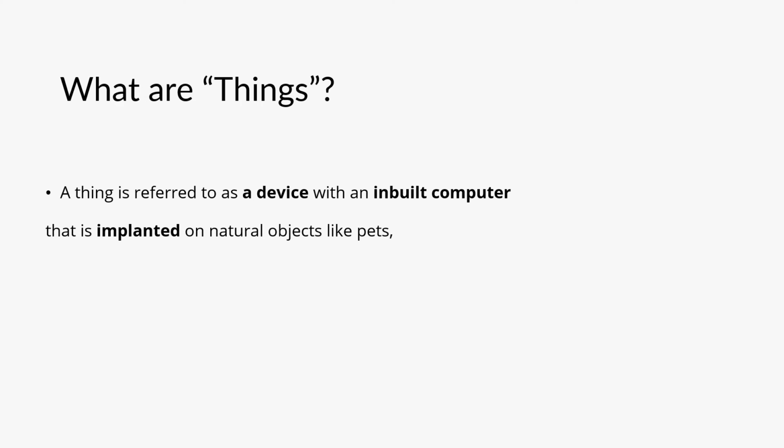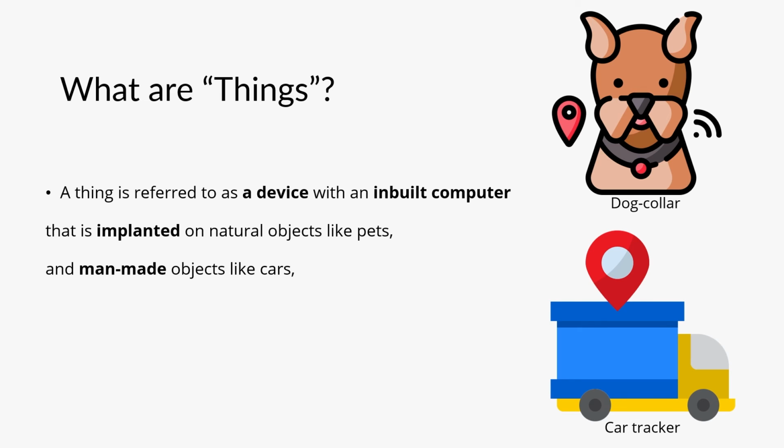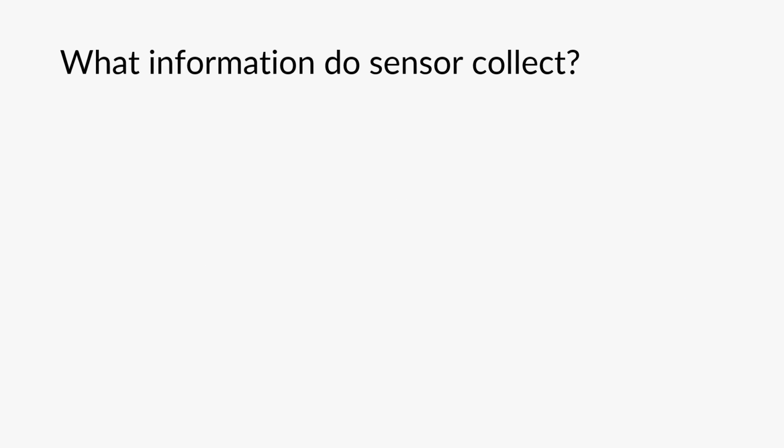What are things? A thing is referred to as a device with a built-in computer that is implanted on natural objects, for example, pets. Let's say a dog collar, for example. Let's say you wanted to track your pet. And man-made objects like cars, for example, car trackers, cargo trackers, and things like that. And this thing has the functionality of communicating over a network, which means it has the capability of sending this information that it has collected over a network. And this network is usually the internet. So let's move on to the next important key term.